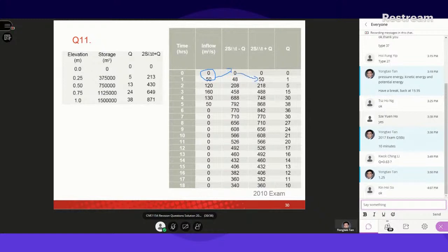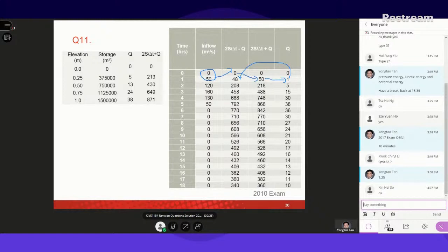So we get 50. After getting 50, we need to get Q. Q is from the curve. Remember, we use the graph paper to plot the relation between these two, so we need to find this one. Then we go back to get 48. How to get 48? 48 is 50.